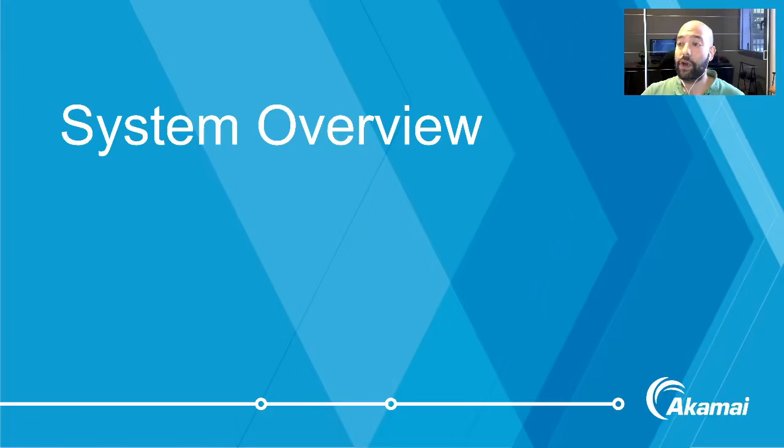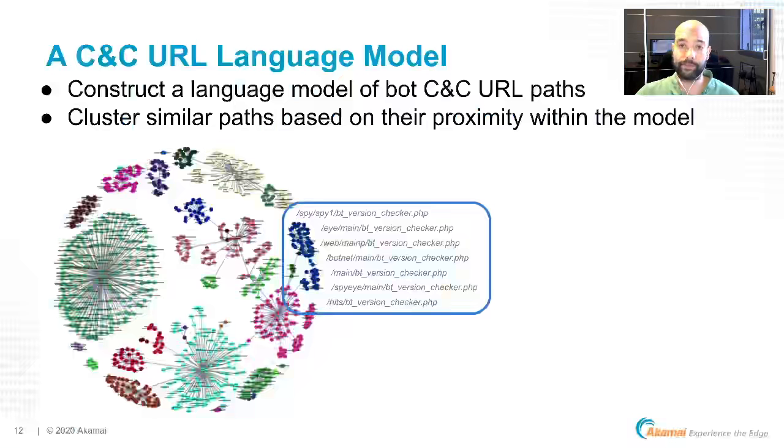Now we're moving to the overview of the system. The first point in which we start the system is constructing a language model of URL paths. So we start with a data set of URLs that we know to be related to botnet command control communications. And as stated before, we have more than 150,000 examples of this. The language model maps each and every one of these URL paths into a point within a large hyperspace.